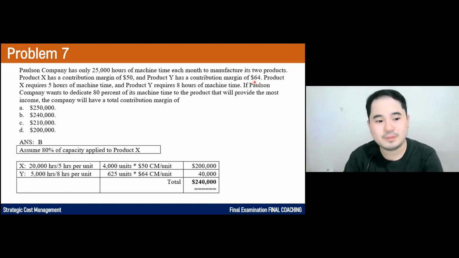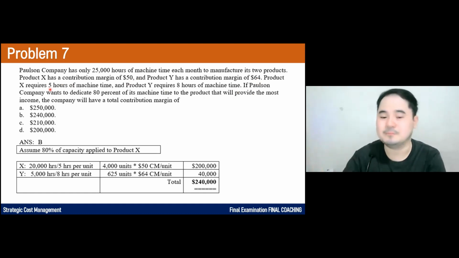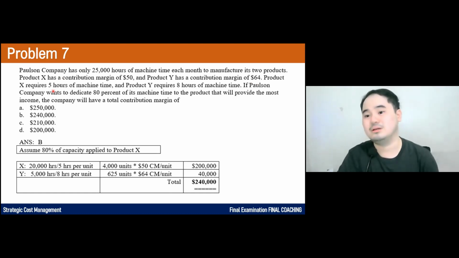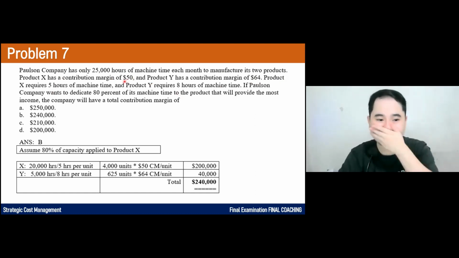Pero tingnan niyo mabuti. If the contribution margin of X is 50 divided by 5 hours of machine time, kada isang machine time, ang CM mo sa kanya talaga ay $10. 50 divided by 5, 10. Kung magkano naman yung product Y, 64 divided by 8. So 64 divided by 8 is $8. So kung titingnan mo ngayon, per scarce resource pala mas malaki kikitain ko kay product X, kasi 64 divided by 8, $8 lang eh. So dito ako magfo-focus. Okay?